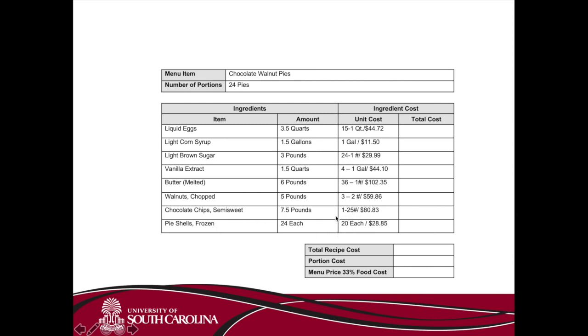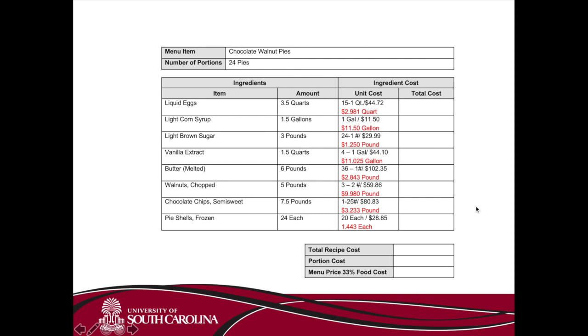Our pie shells, 20 of them, come in a case for $28.85. Okay, so we're going to break this down so that we have equal measures here. So we break this down into our price per quart. 15 quarts here for $44.72. So 15 divided by $44.72 gives us our price per quart. We're at a gallon here, so we're good to go.